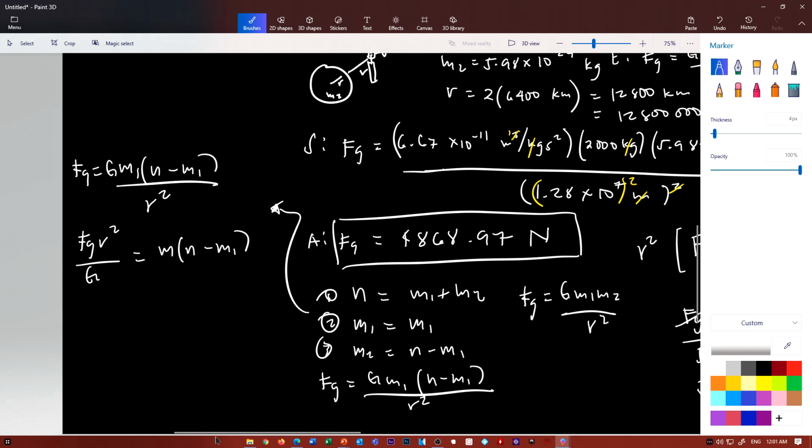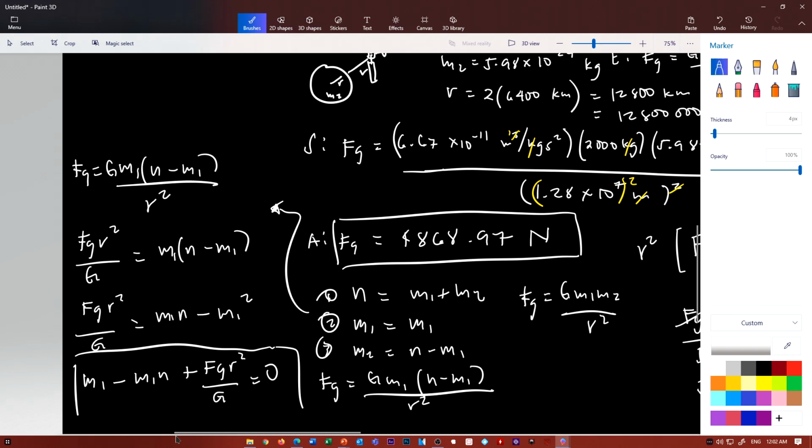Then distribute this, so this will become F sub g r squared over G is equal to m sub 1 n minus m sub 1 squared. Then you can rearrange that. It will look like this: m sub 1 squared minus m sub 1 n plus F sub g r squared over G is equal to 0. So you're basically going to have a quadratic equation. So you can utilize the quadratic formula to solve for m sub 1.